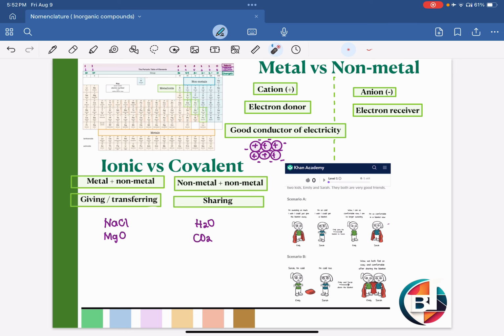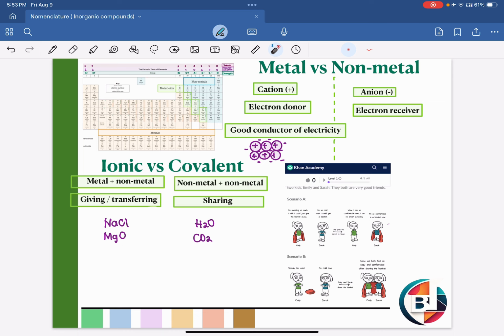For nonmetals, they are considered anions or negatively charged ions. This is because they are known to be electron receivers. The reason why they stay negative. Metals are also known as good conductors of electricity. Looking into its structure, it has freely moving electrons that allow electricity to be conducted.